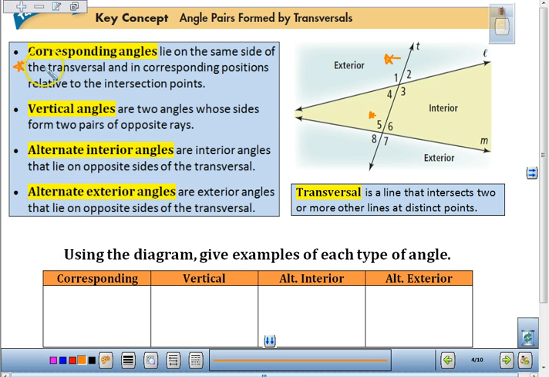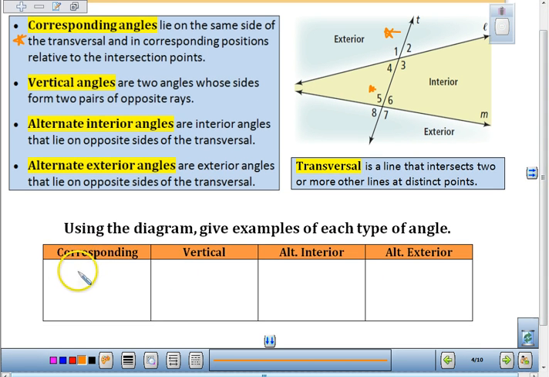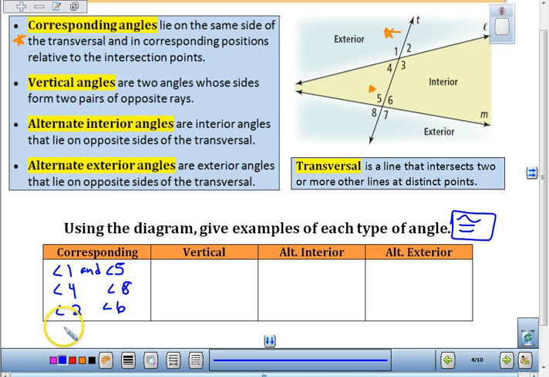When you have paused this and written down your definitions, you then want to make a table below that in your notes. In your table, we're going to put corresponding, vertical, alternate interior, and alternate exterior. A little later in this section, we're going to talk about whether these angles are congruent. What you're going to find is that all of these types of angles are actually going to be congruent. When we list our corresponding angles, we're talking about angle 1 and angle 5, angle 4 and angle 8, angle 2 and angle 6, and our last pair that would also be corresponding should be angle 3 and angle 7.